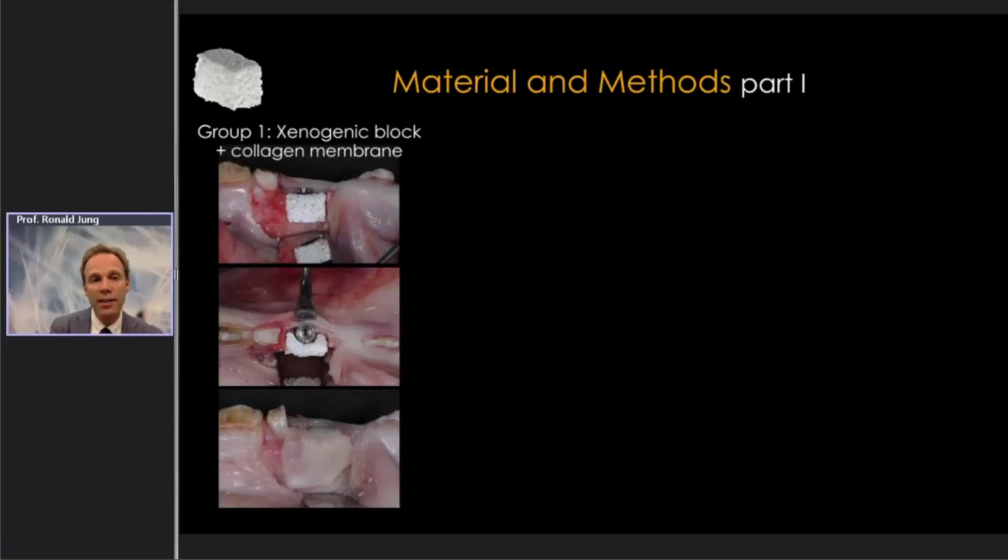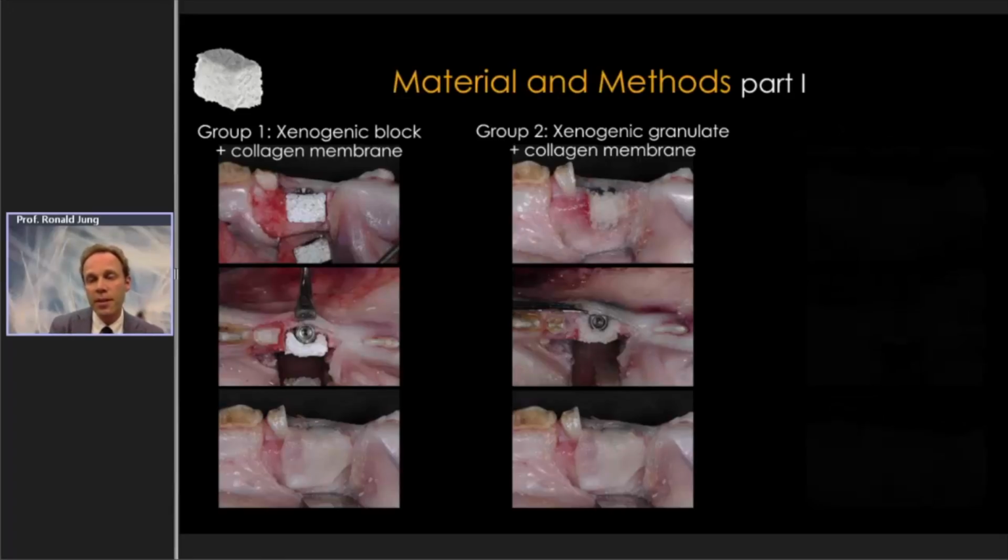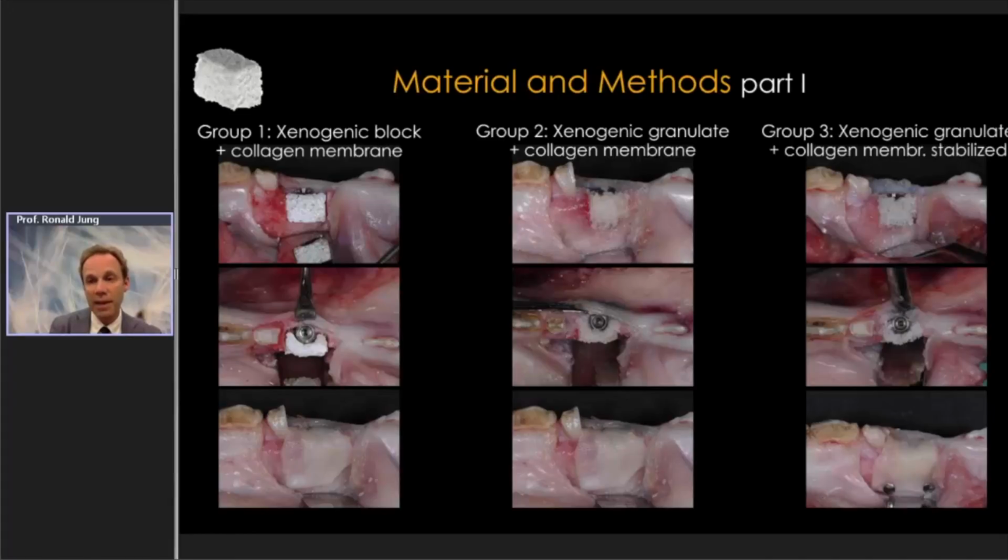Group 1 received a xenogenic bone block, which was adjusted according to the defect dimension and covered with a collagen membrane. Group number 2 had particulated graft material covered with a collagen membrane, the BioGide membrane. So this might be, for most of you, the standard of choice in many clinical situations on a daily basis. And group number 3 again used the xenogenic granulate particles, again covered with the collagen membrane, but additionally stabilized by using 2 titanium pins.